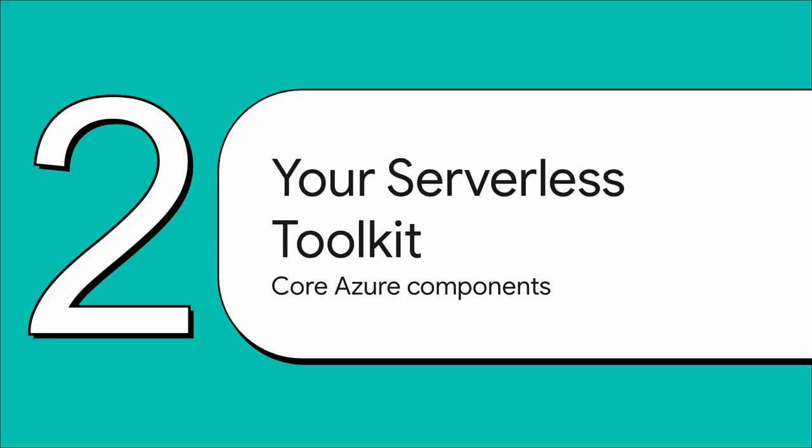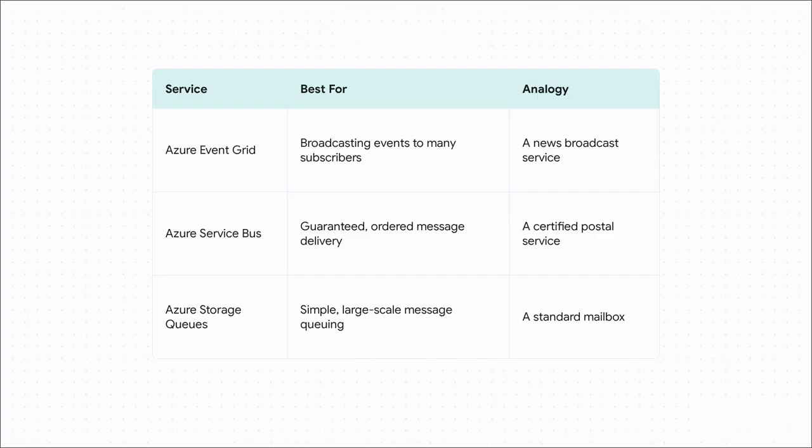Okay, so to build this kind of system in Azure, you're going to need the right set of tools. Let's open up the toolbox and look at the core serverless services that make all of this possible. These are the absolute essentials for your architectural toolkit. Now, what I love about this is how clear it makes things. For broadcasting one event to tons of different listeners, Event Grid is your go-to. It's like a news broadcast service.